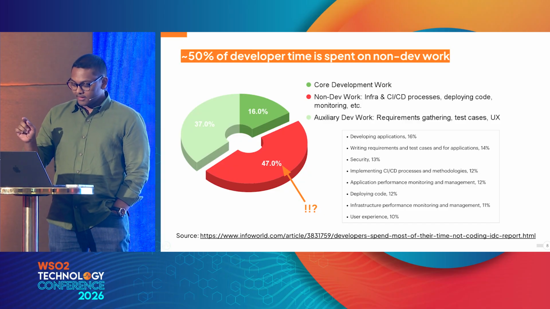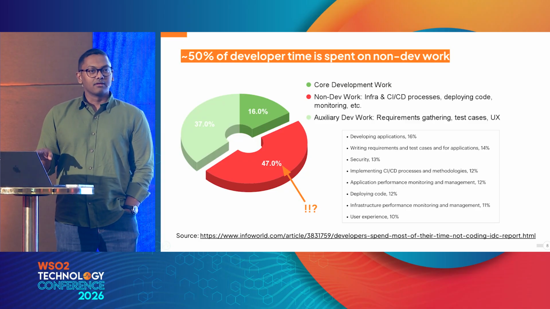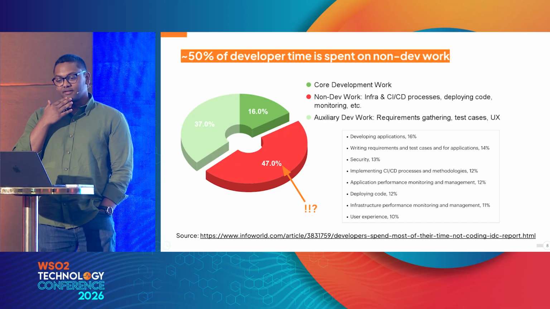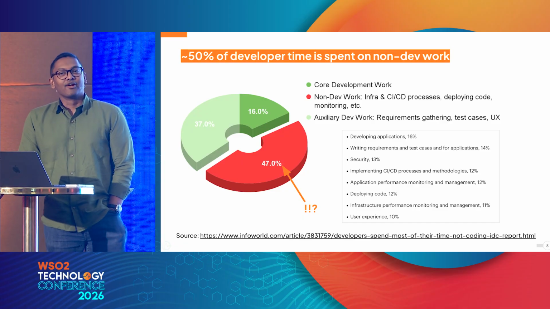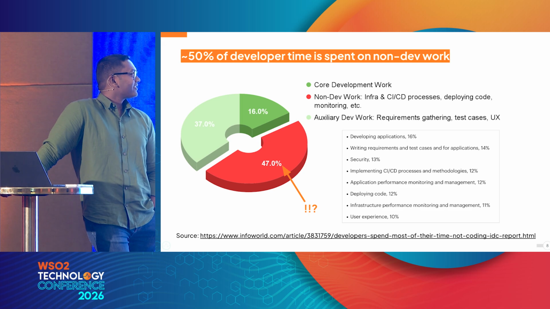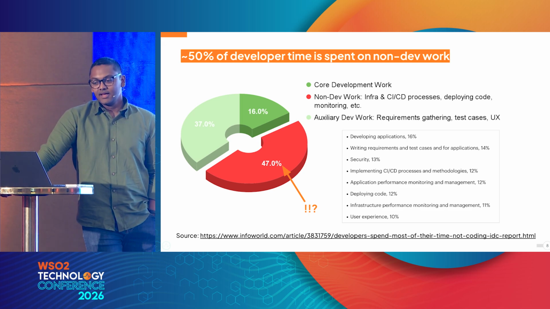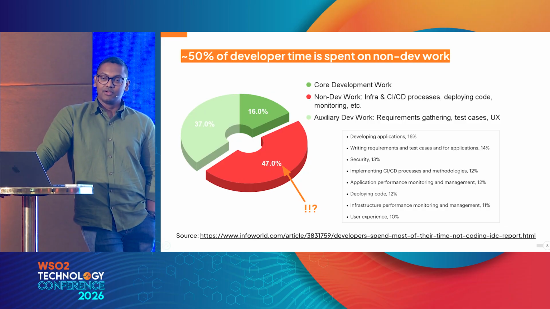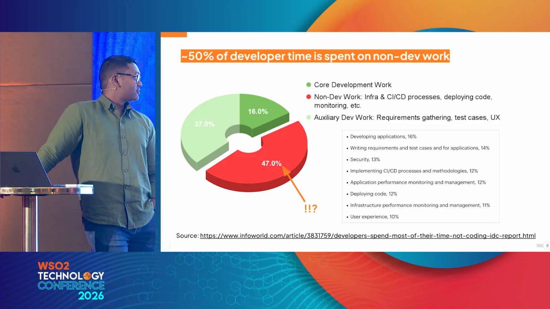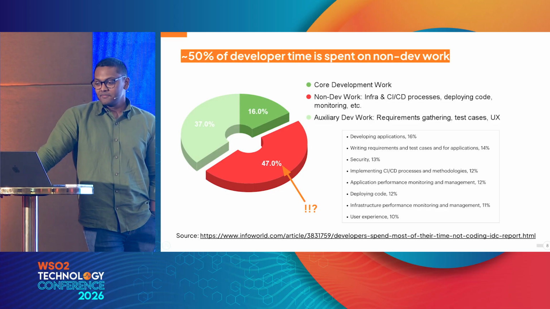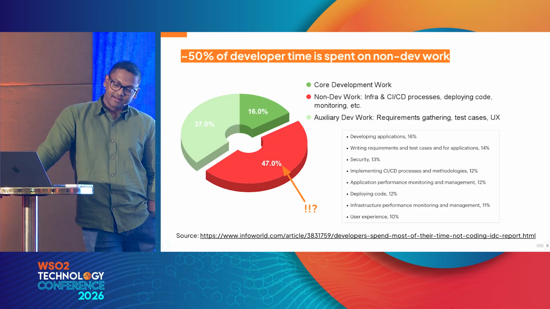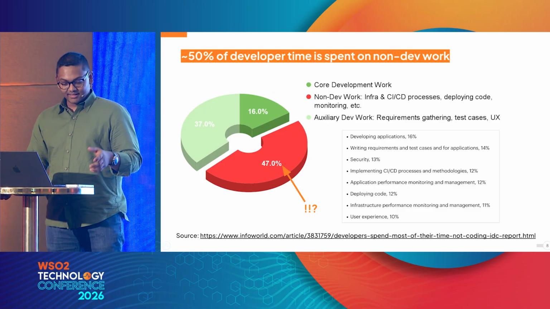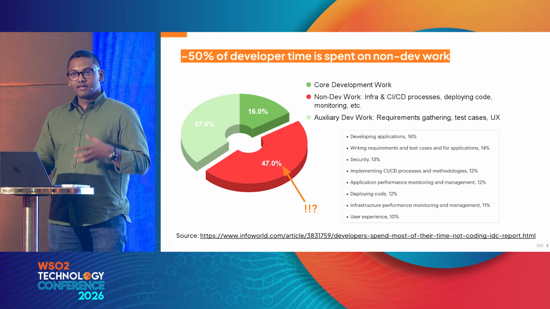This is just one article that I'm quoting, but if you do look around on the internet, you will find that most of the time, 40 to 50% of the time in fact, developers are not really delivering shareholder value, right? They're doing non-core work. Based on this report, you spend about 16% of your time doing development work. But with AI, I'm sure it's much less nowadays. But you still spend the rest of that 50% doing auxiliary dev work, like requirements gathering, writing tests, figuring out your UX, solving problems.